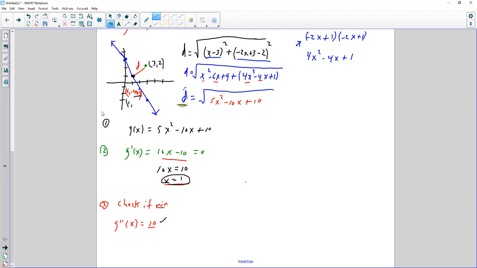I'm going to plug it into the original function for this line, which is negative 2x plus 3. So what I would get is negative 2 plus 3, so this is also going to be a 1. So my answer for this coordinate, what is this coordinate right here that'll give me the shortest distance? This coordinate will be 1, comma 1. That's how you find this answer using calculus, okay?